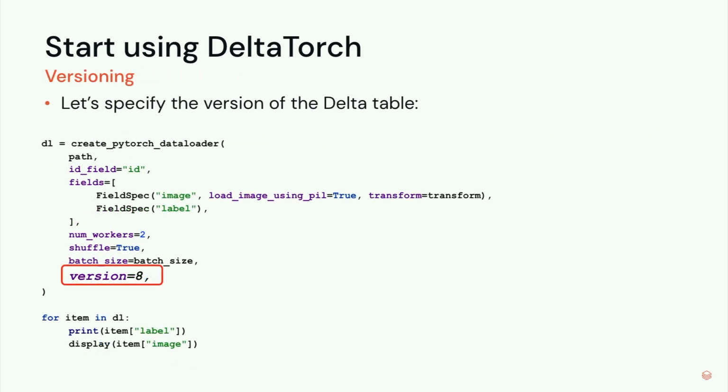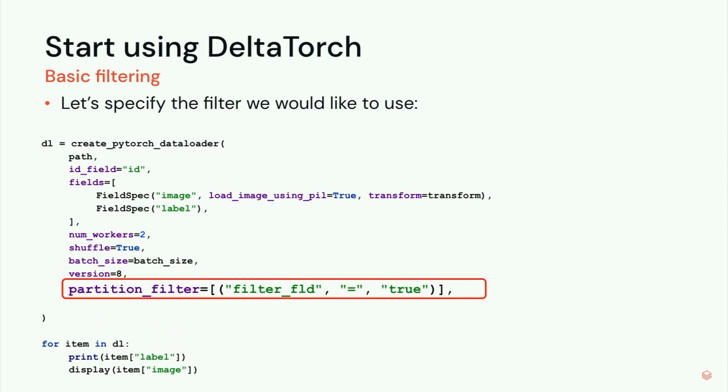As I mentioned, versioning was one of the important requirements. So with Delta Torch, we can specify the version of the Delta table. And we have discussed another requirement, which is filter. We don't support arbitrary filtering, so you cannot use any field for filtering, but we support partition filtering. Basically, if you would like to filter out a portion of data, during the table creation you should create a partition using that field, and then we can easily specify the filter, which will just grab a couple of partitions.